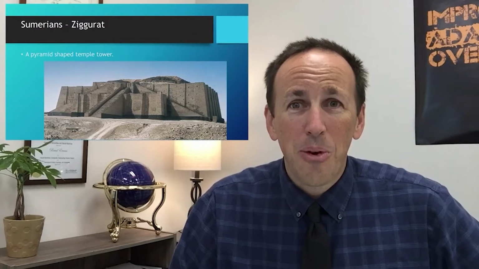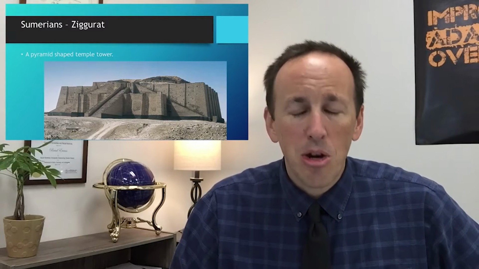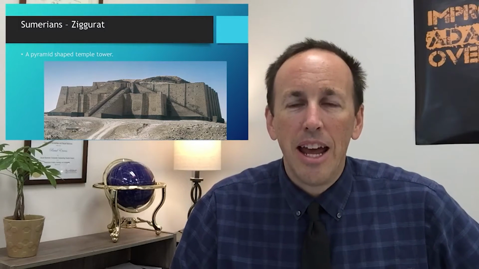Ziggurat. It's another vocab word. It's a temple-shaped tower, pyramid-shaped temple tower. And that's what they built.